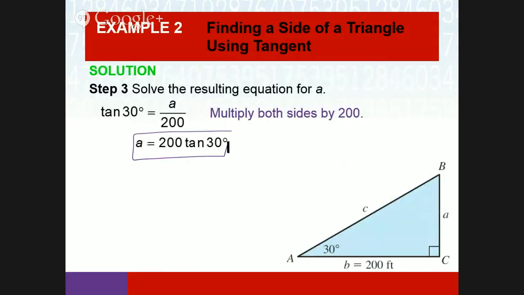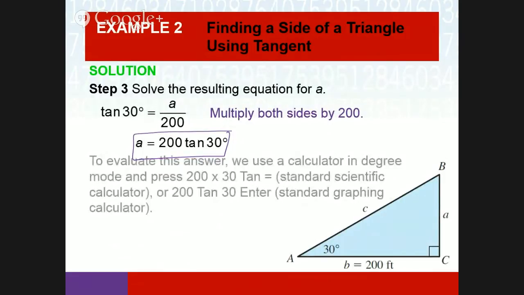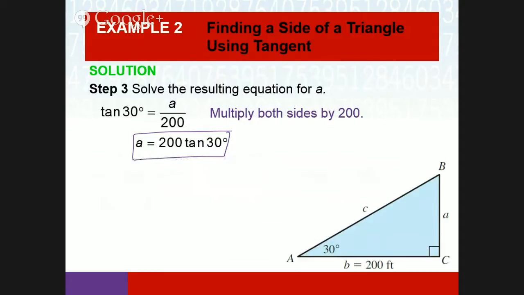So here we can plug this in our calculator. Make sure you're in degrees mode. If you have a scientific calculator or a graphing calculator, you can be in degrees or radians. Radians is a special type of angle measurement we don't talk about in this class, but is a big part of trig class.